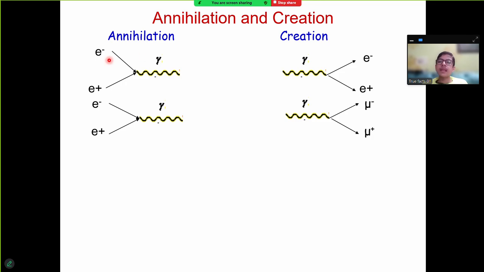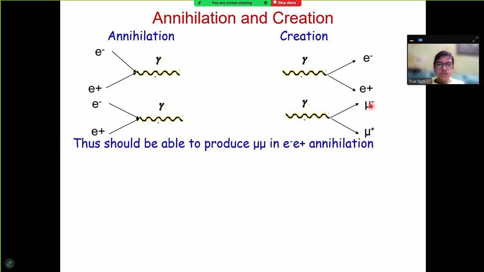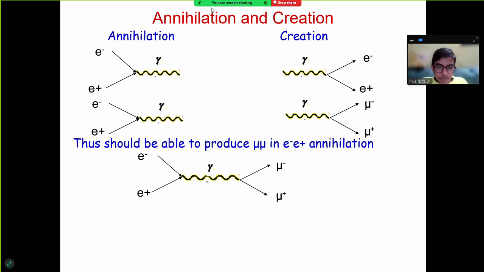Annihilation and creation. Annihilation is the removal of particles. This is how it goes: the electron and positron both get annihilated and turn into gamma radiation. In creation, you can see the difference is notable. Here, from the e negative e positive annihilation, it should be possible to produce new particles, a new negative and a new positive.